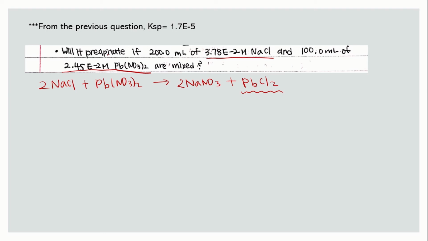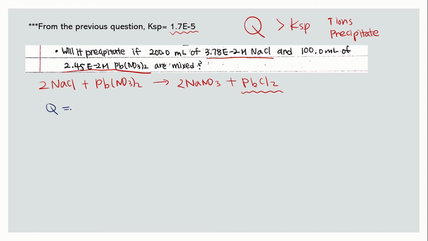So it's asking, will it precipitate? So now we have to find the value for Q to find if it will precipitate or not. If the Q value is larger than the Ksp, which we got in the previous question, which was 1.7 E negative 5, it means there are mostly products at equilibrium, and products in this case are the ions. So if there are more ions, it means it will precipitate. So we have to now check if the Q value is larger than Ksp.